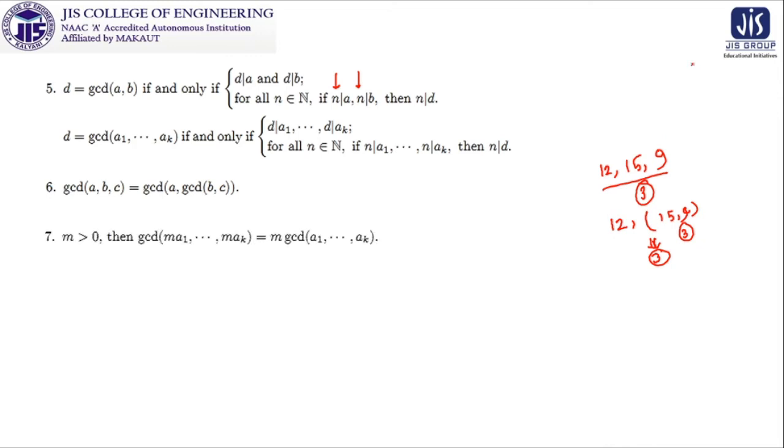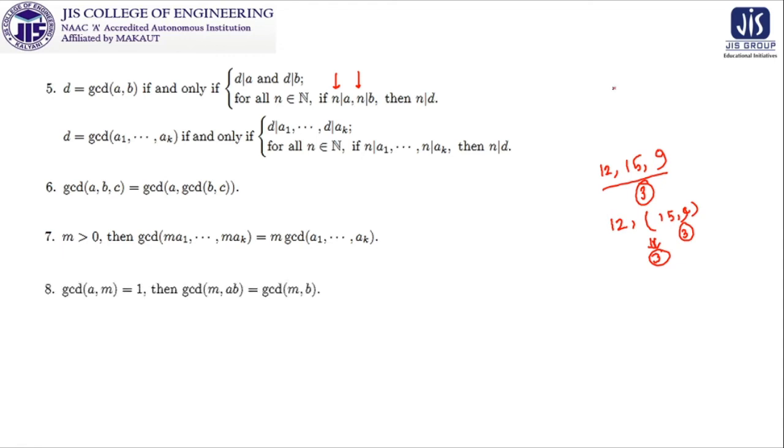The seventh one tells us that if M is a number which is greater than 0, then GCD of MA, MB will be M into GCD of A comma B, and this is the general structure written over here. So it is nothing but taking common from these two numbers or these three numbers, if and only if the number is greater than 0.